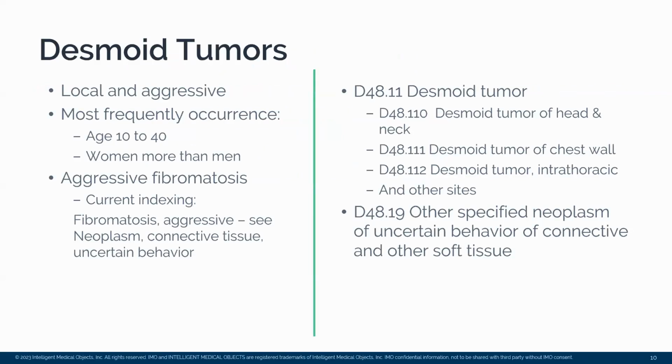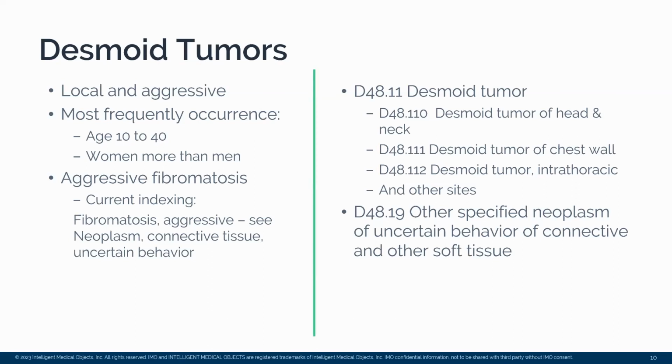We also have new codes in the neoplasm chapter related to desmoid tumors. These are a rare type of tumors that arise in the deep connective and soft tissue that often have a variable and unpredictable course. Desmoid tumors do not metastasize, so they're not classified as malignant tumors, but they are locally aggressive, infiltrative, and destructive, such that the condition is also known as aggressive fibromatosis.